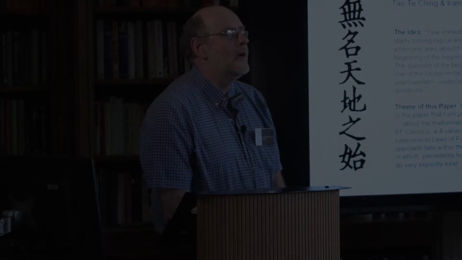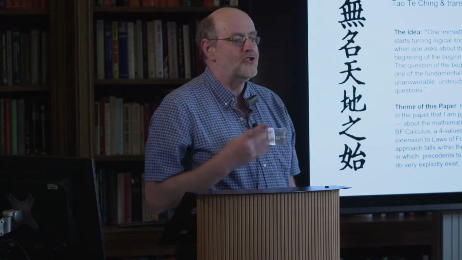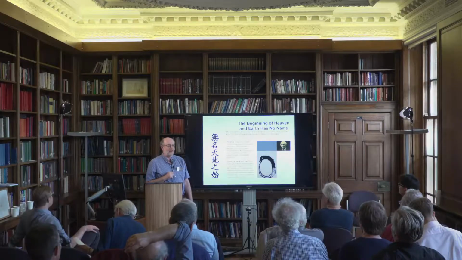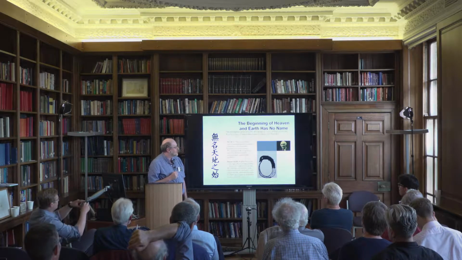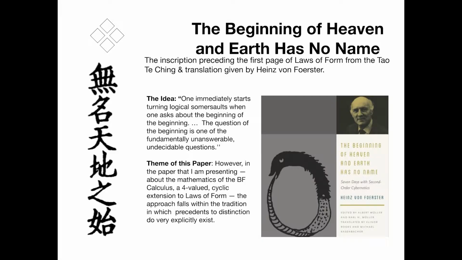As you all know, prior to the first real page of Laws of Form, Spencer Brown inserts Chinese characters from the Tao Te Ching, which Heinz von Foerster has translated as "The beginning of heaven and earth has no name." We could think of that as saying, before there are distinctions, there are no names. And he goes on to say, one immediately starts turning logical somersaults when one asks about the beginning of the beginning. The question of the beginning is one of the fundamentally unanswerable, undecidable questions.